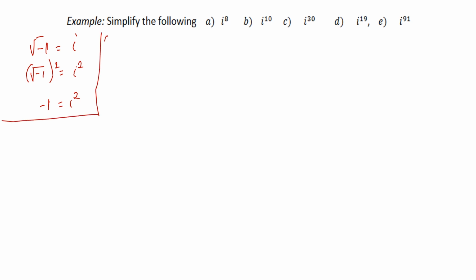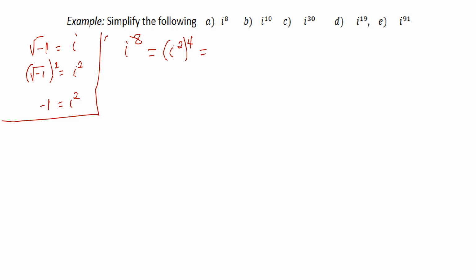Let's solve this example. Let's say that we have i raised to the power of 8. Now, in order for us to solve this problem, all you need here is just indices. When I say indices, what I simply mean is that when you have i raised to the power of 8, you can simply express this as i squared, then raised to the power of 4, because 2 times 4 will give you 8.